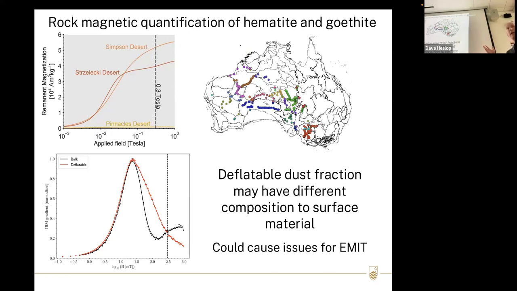And you can see they've got really quite different behaviors, particularly the one from Pinnacles Desert, which is goethite rich. You can see it requires very little IRM compared to the other samples. But we've clearly got a high coercivity component.